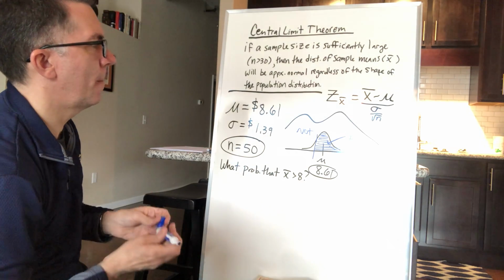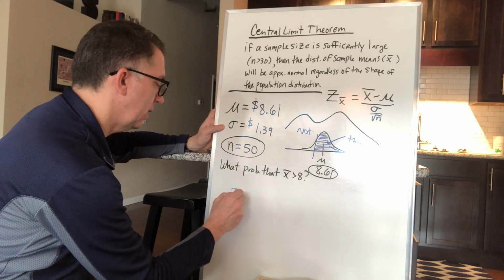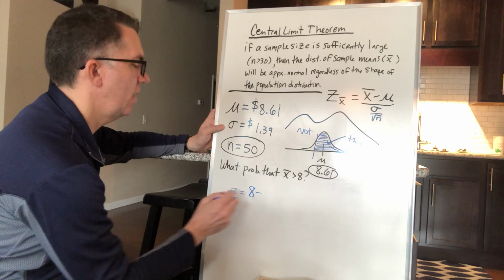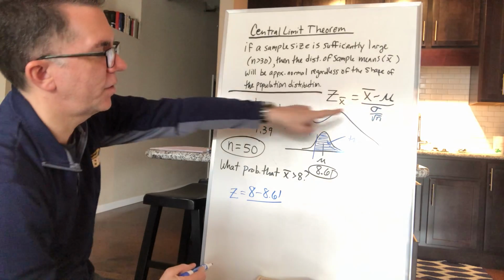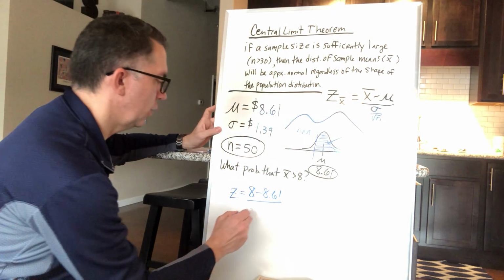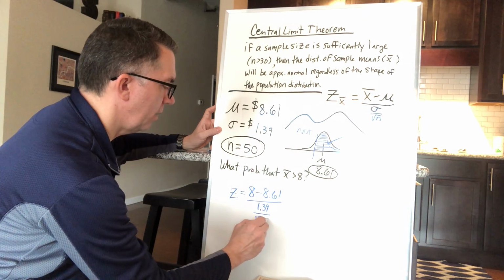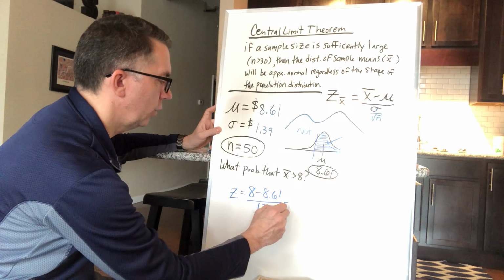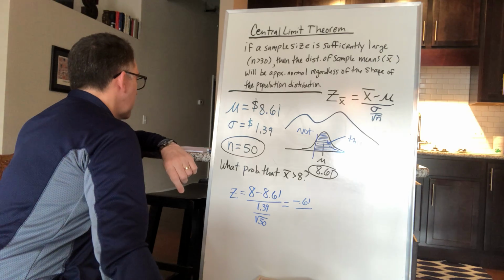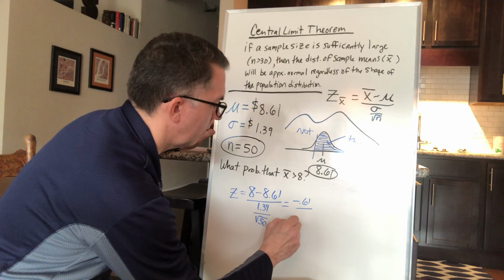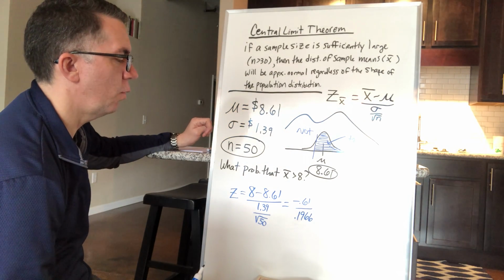What is the z-score for 8? So here we go. The z-score for 8 is 8 minus the mean, and the mean is 8.61, divided by this new standard deviation. That's sigma, which is 1.39, over radical n, radical 50. So on the top, I get negative 0.61, and my denominator, which I already worked out, 0.1966. So negative 0.61 divided by 0.1966.